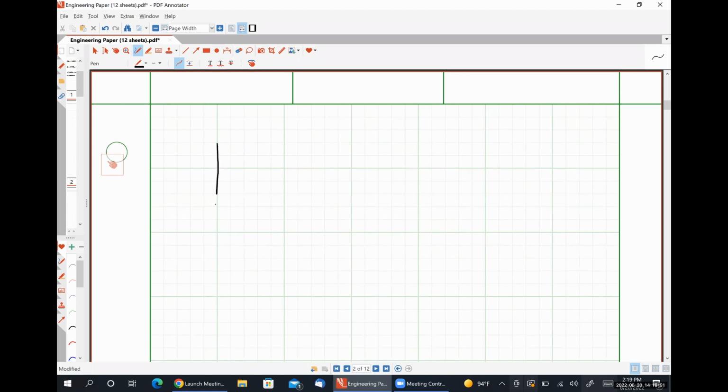So this is our new circuit. Let's put a 4-volt source over here on the bottom left.